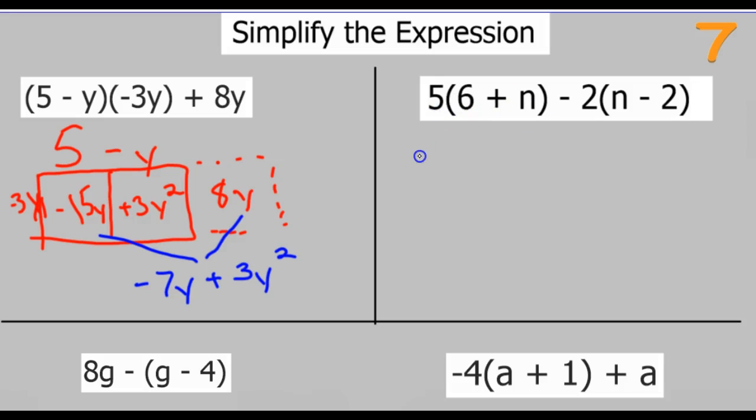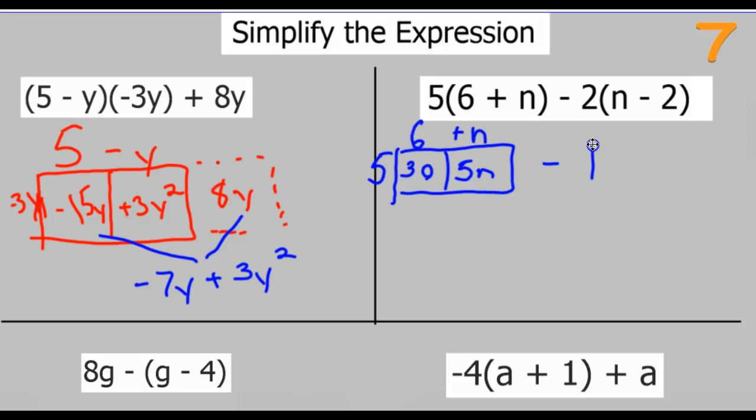Here it looks like we have to draw two boxes. One here with a 5 in front, and 6 plus n. 5 times 6 is 30. 5 times n is 5n. Minus our other box, which is 2 and n minus 2. So negative 2 times n is negative 2n, and negative 2 times negative 2 is positive 4.